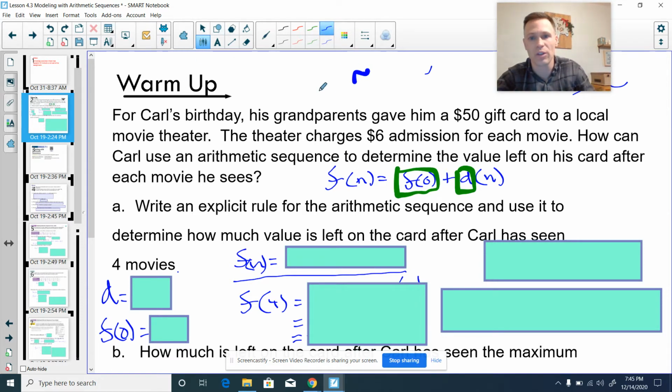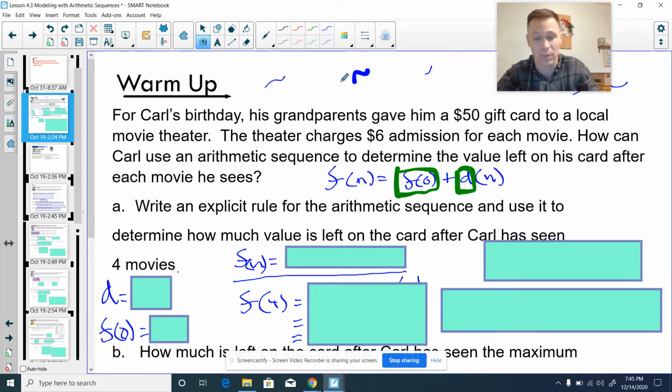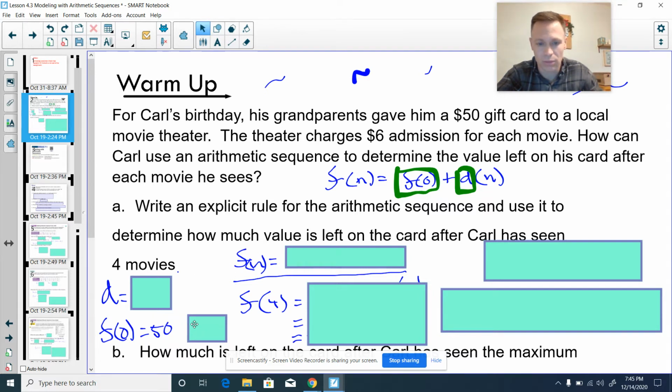So when you think about the 0th term, you have to think about what the value of the card is before anything happens. Before I go see any movies, I've seen 0 movies, right? F of 0, that makes sense? So f of 0 would be 50, because I haven't seen any movies.